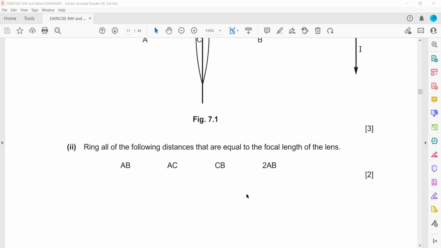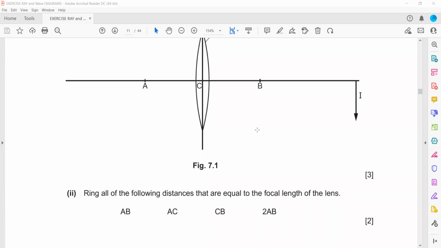Then which of the following distances is equal to the focal length? So which distance is the focal length? The focal length is the distance C and B.